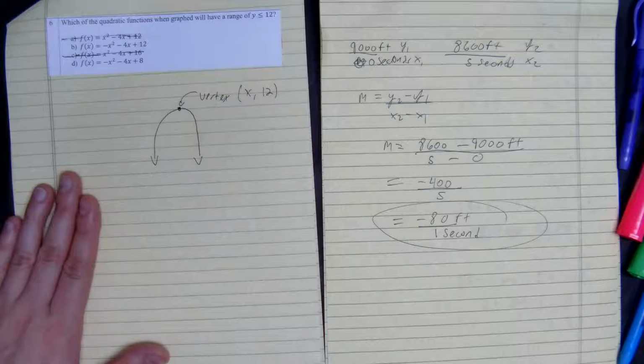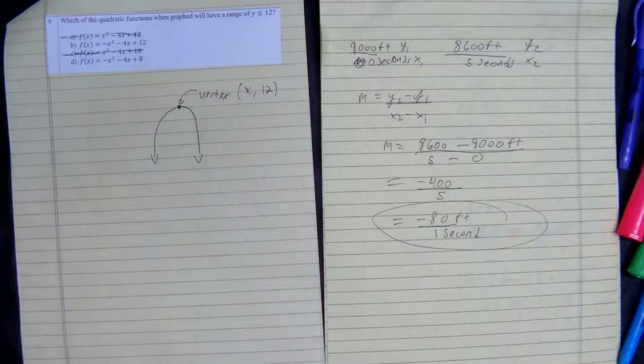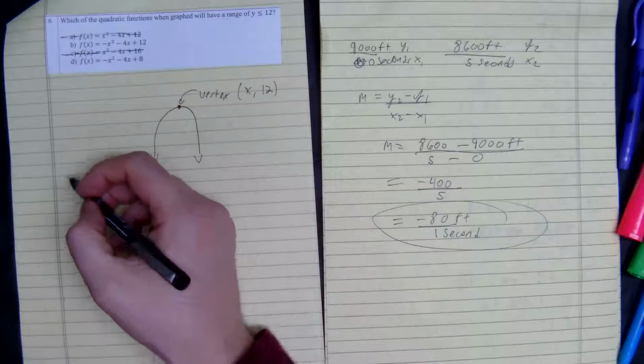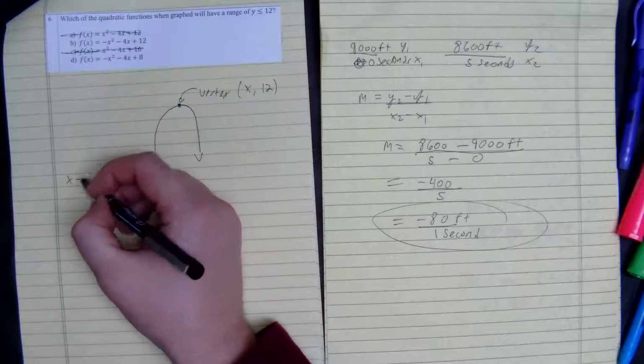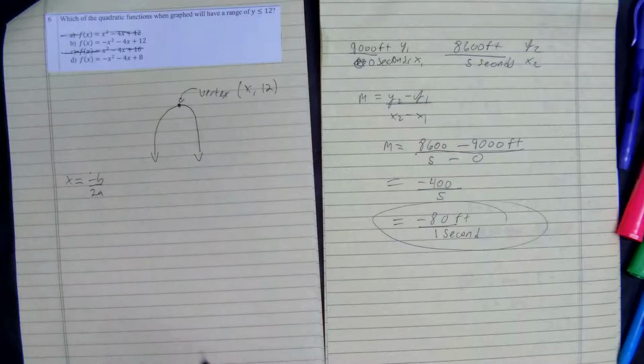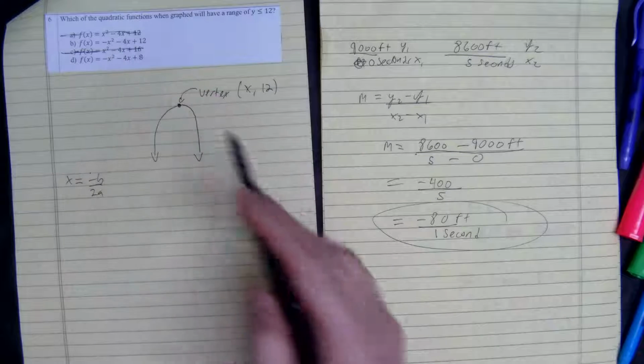Or, I guess the best way to do this would be to use this formula: x equals negative b over 2a. Let's do the first equation. Let's just test that. If that works, we're good. If it doesn't, then we could just go with D.